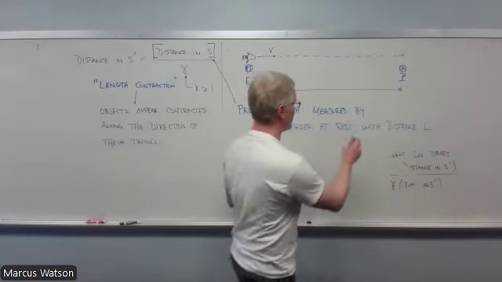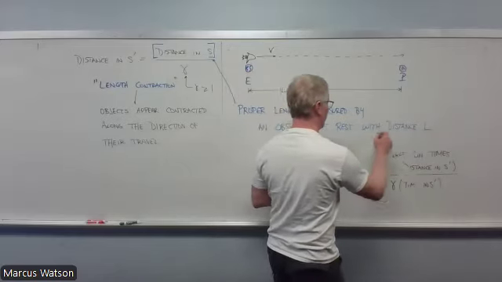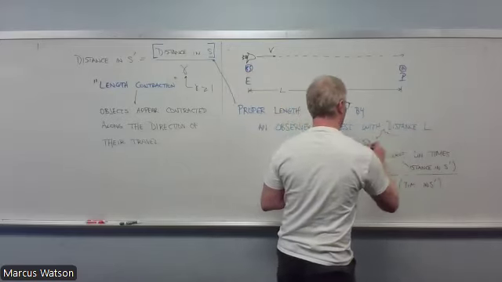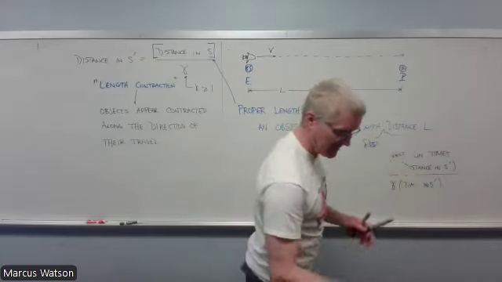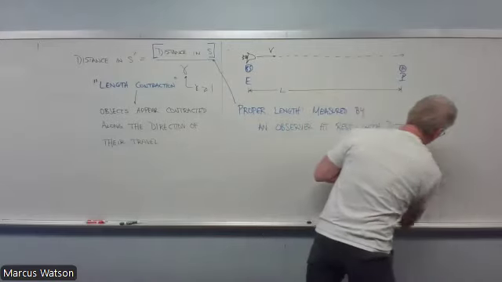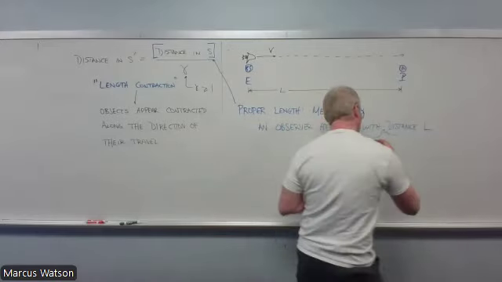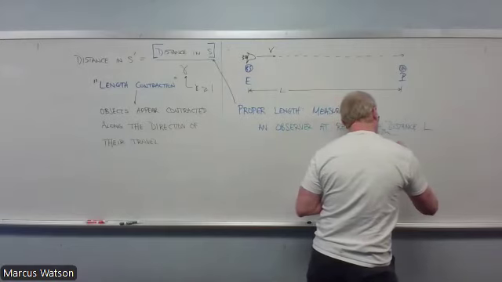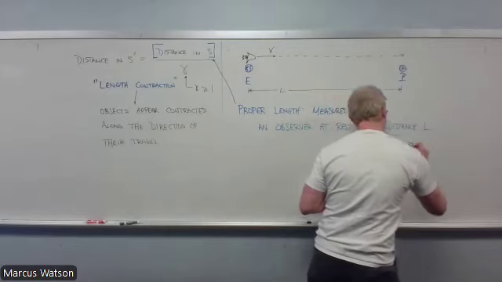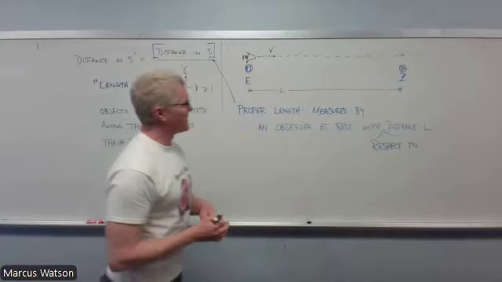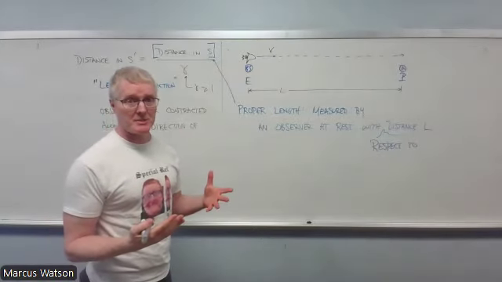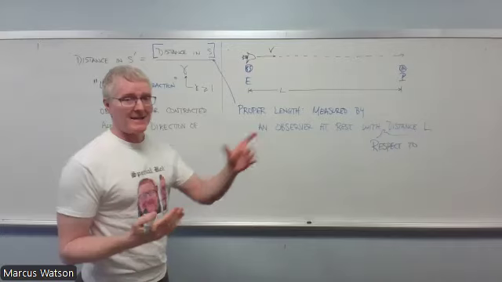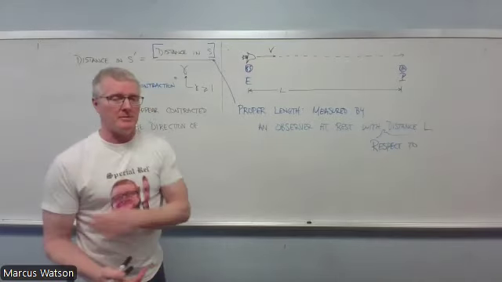Oops, at rest, with respect to, oh man, this pen can't spell. Let's try that again. With respect to, there we go. So the observer is at rest with respect to distance L. In other words, the rocket ship cannot be measuring distance L because that distance is moving past the rocket ship.